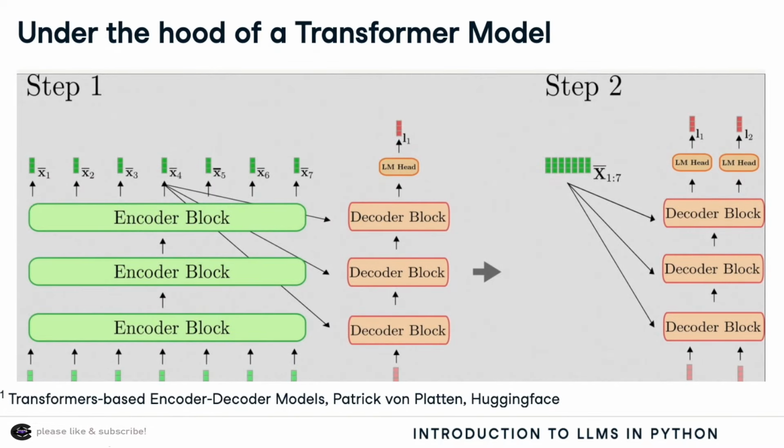Let's look under the hood of a transformer model. Each transformer comprises an encoder and a decoder. The encoder processes the input sequence, and the decoder generates the output. Unlike traditional models like recurrent neural networks, RNNs, which process data in sequence, transformers, powered by attention mechanisms, can understand the context in any order.